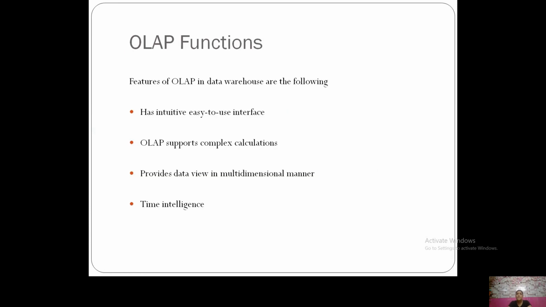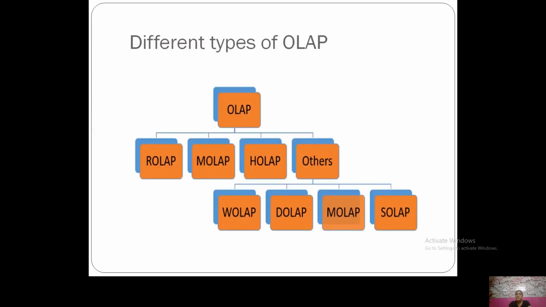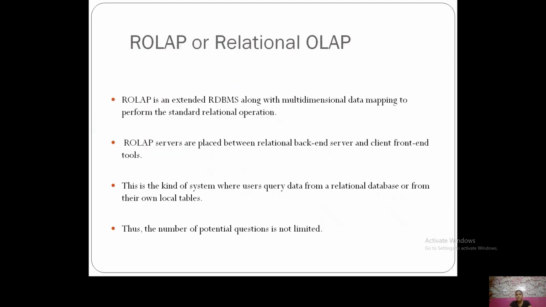OLAP functions. The main features of OLAP are an easy to use interface. It supports complex calculations, takes less time, and provides data view in a multi-dimensional manner. Different types of OLAP. We have three main types of OLAP. They are ROLAP, MOLAP, and HOLAP. And there are four other types in OLAP. They are ROLAP, DOLAP, MOLAP, and SOLAP. We will be going through ROLAP, MOLAP, and HOLAP in this video.